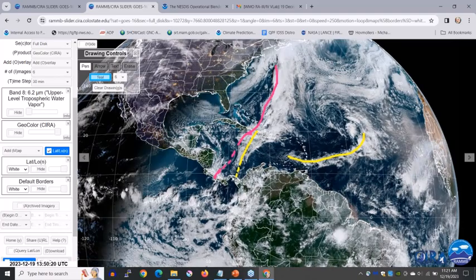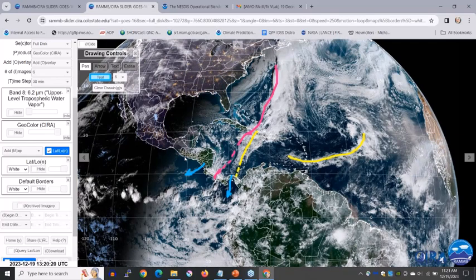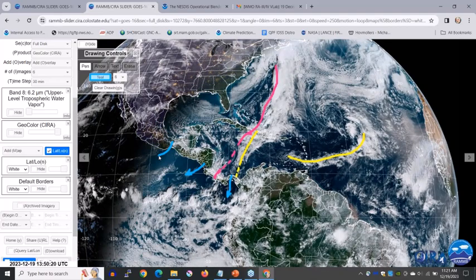So we have the Panama low-level jet at the moment, we have the Papagayo low-level jet at the moment, and we also have a weakening Tehuantepec low level jet.